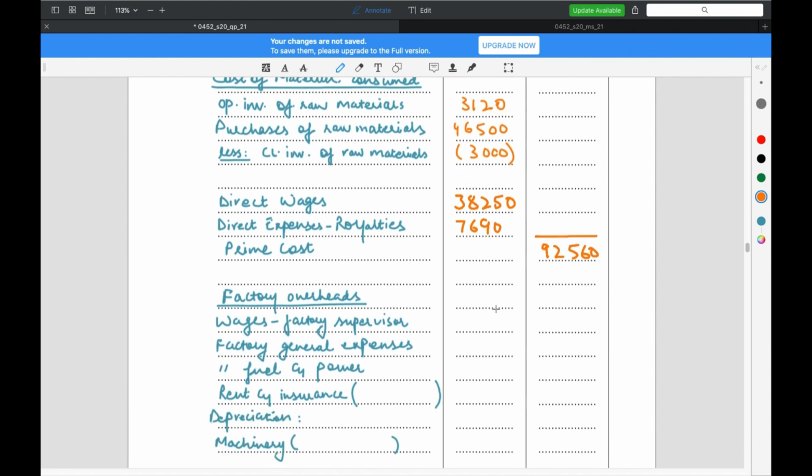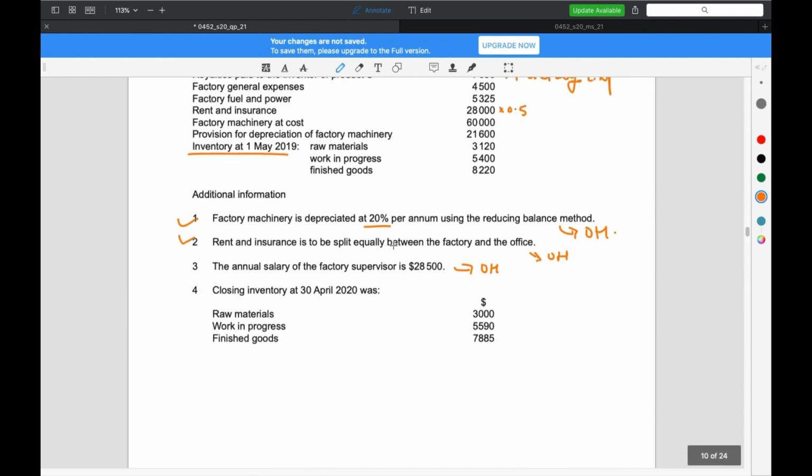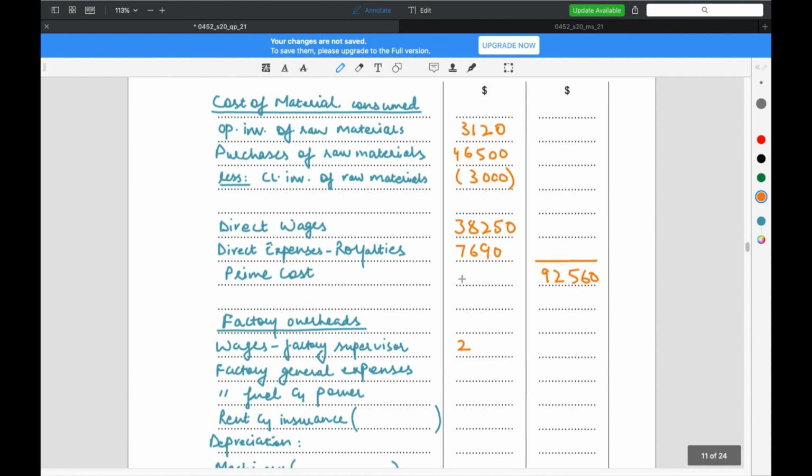So that is that. You have the prime cost now, and then factory overheads. The wages for the factory supervisor is over on the factory overhead section. Like I said, you have to memorize that. He said up here that is 28,500. So write that down.